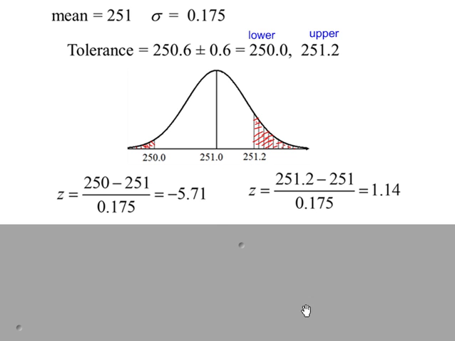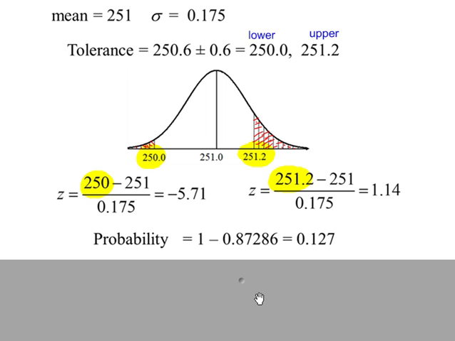So we standardize both values, the 250 and the 251.2, using our mean and standard deviation. And then we calculate the probability. So 12.7%, so almost 13% of packs of butter with the current setup with this mean and this standard deviation for the machine. So almost 13% are falling outside the tolerance limits. That's way too many.